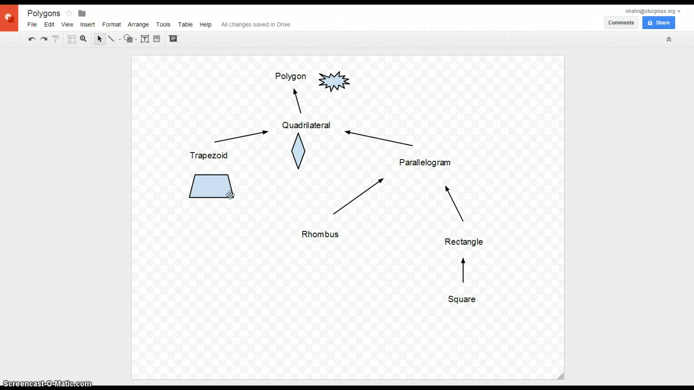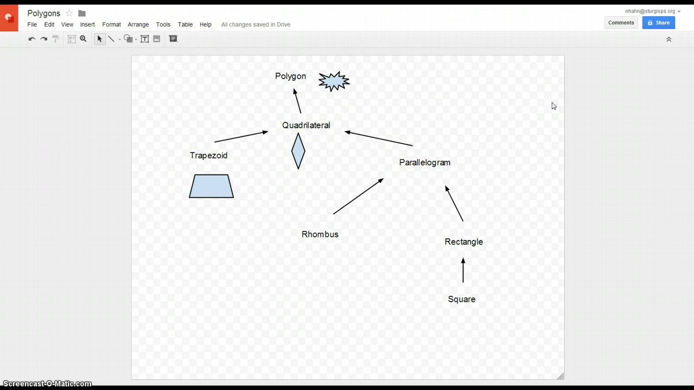The next thing I'm going to show you is a parallelogram. And a parallelogram is a quadrilateral with two sets of parallel sides. So trapezoids had one set of parallel sides, parallelograms have two sets of parallel sides. So these, like a trapezoid, are also classified as quadrilaterals and polygons. So parallelogram actually has three names: parallelogram, quadrilateral, polygon.